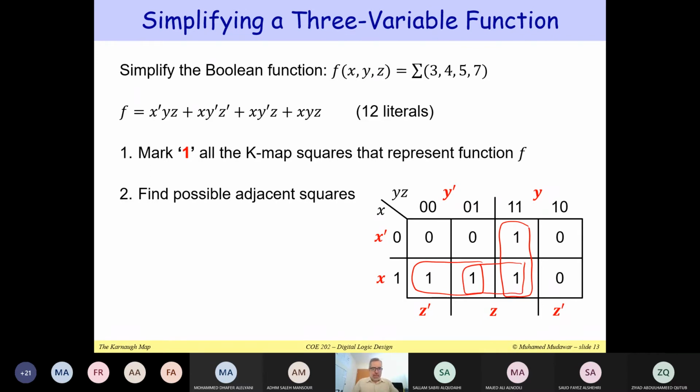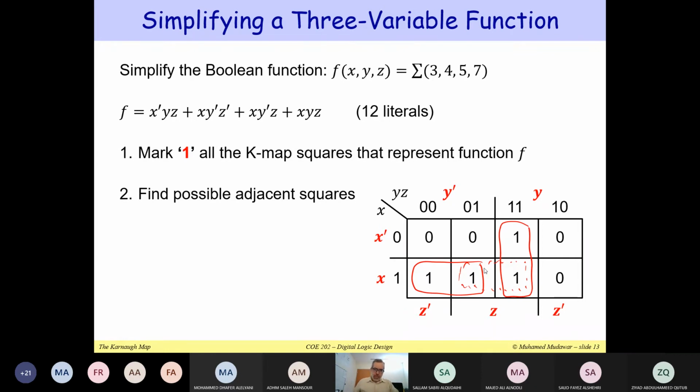But really, these two here are not really needed. Why? Because it's already enough, I already have combined. So the important thing is to cover all the ones of the function. So this one here, let me just put it like dots, is not really needed because I already have covered all the 4 ones, all the 4 minterms of the function.